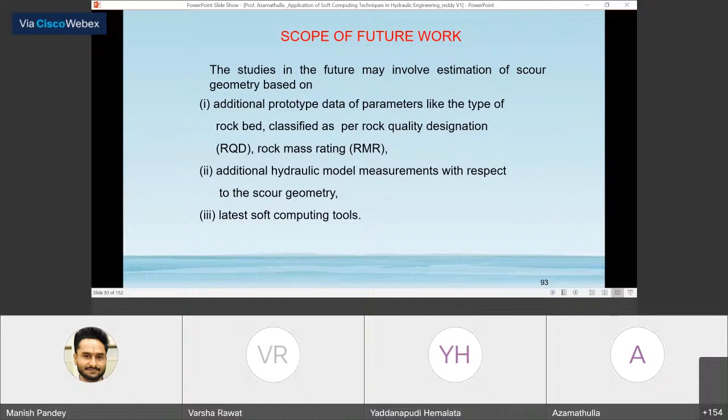So what is my contribution again? Scour geometry. The previous researchers only provided the depth of scour. So with that, we cannot design any plunge pool.